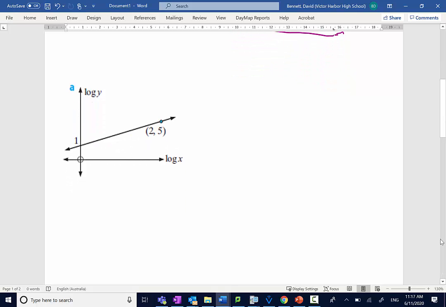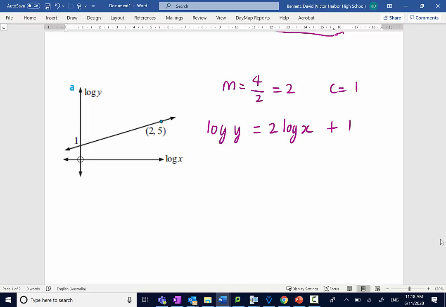Now in this scenario here where you have two logs on x-axis and y-axis, again I find my slope. So my slope for this one here, it goes from 1 up to 5, so it's going up 4. It goes from 0 across to 2 in the x direction, so my slope is going to be 2. My c value, my y-intercept, is 1. So now I write this in the form of y equals mx plus c. So log of y is my y-axis. My slope is 2. My x-axis is log of x. And my y-intercept is 1.